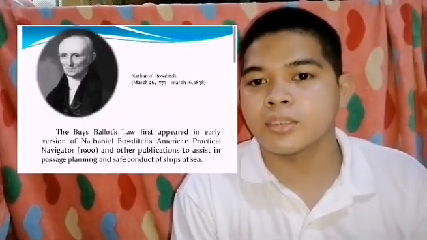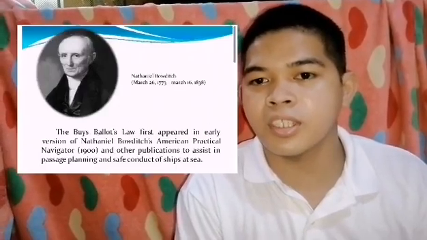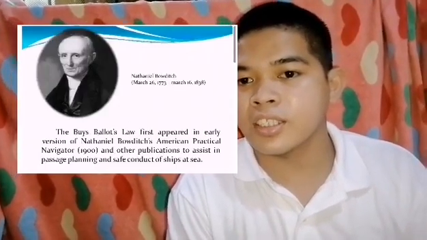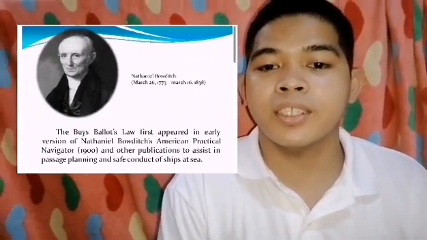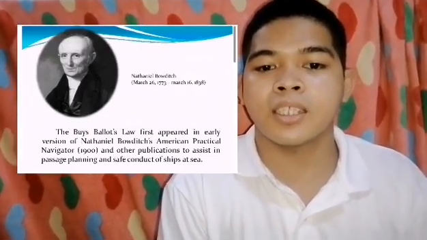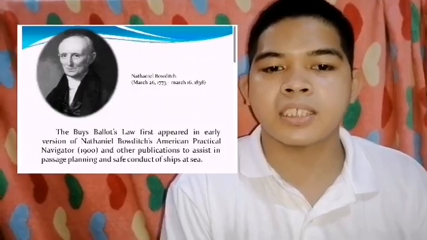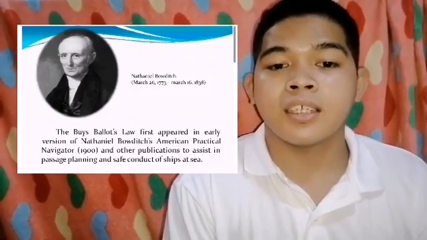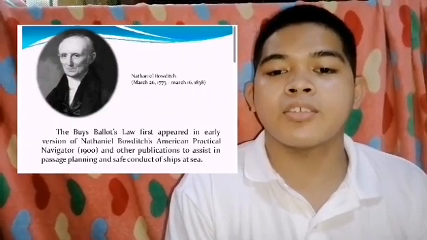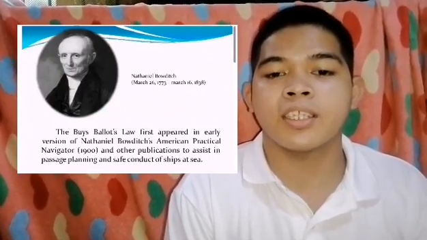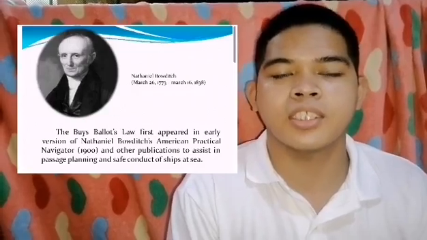Nathaniel Bowditch, March 26, 1773 to March 16, 1838. Buys Ballot's Law first appeared in an early version of Nathaniel Bowditch's American Practical Navigator in 1900, and other publications to assist in passage planning and the safe conduct of a ship at sea.